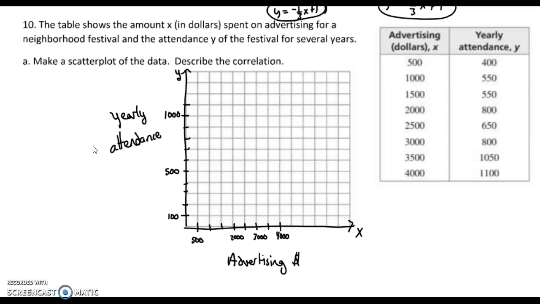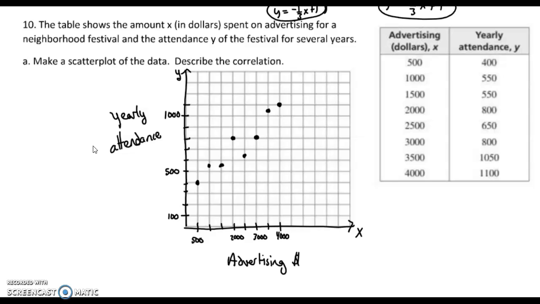All right, so your scatter plot, you're just going to quickly go, and you have the first point at 500, 400, and then 1,000, 550, 1,500 was also at 550, 2,000 was at 800, 2,500 was at 650, a little bit of a dip that year. 3,000 was back at 800. 3,500 was at 1,050. And then 4,000 was at 1,100. So that's my scatter plot.